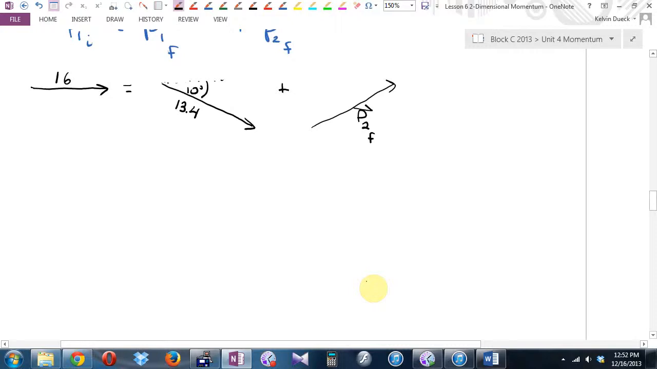Do you see on one side I have 2 vectors? How do I add those 2 together? Why, I draw them tip to tail. Now, here's the nice thing. I also know what they're supposed to add to. They're supposed to add to that 16 there. Yes? So watch. Put your pencils down. Look up.